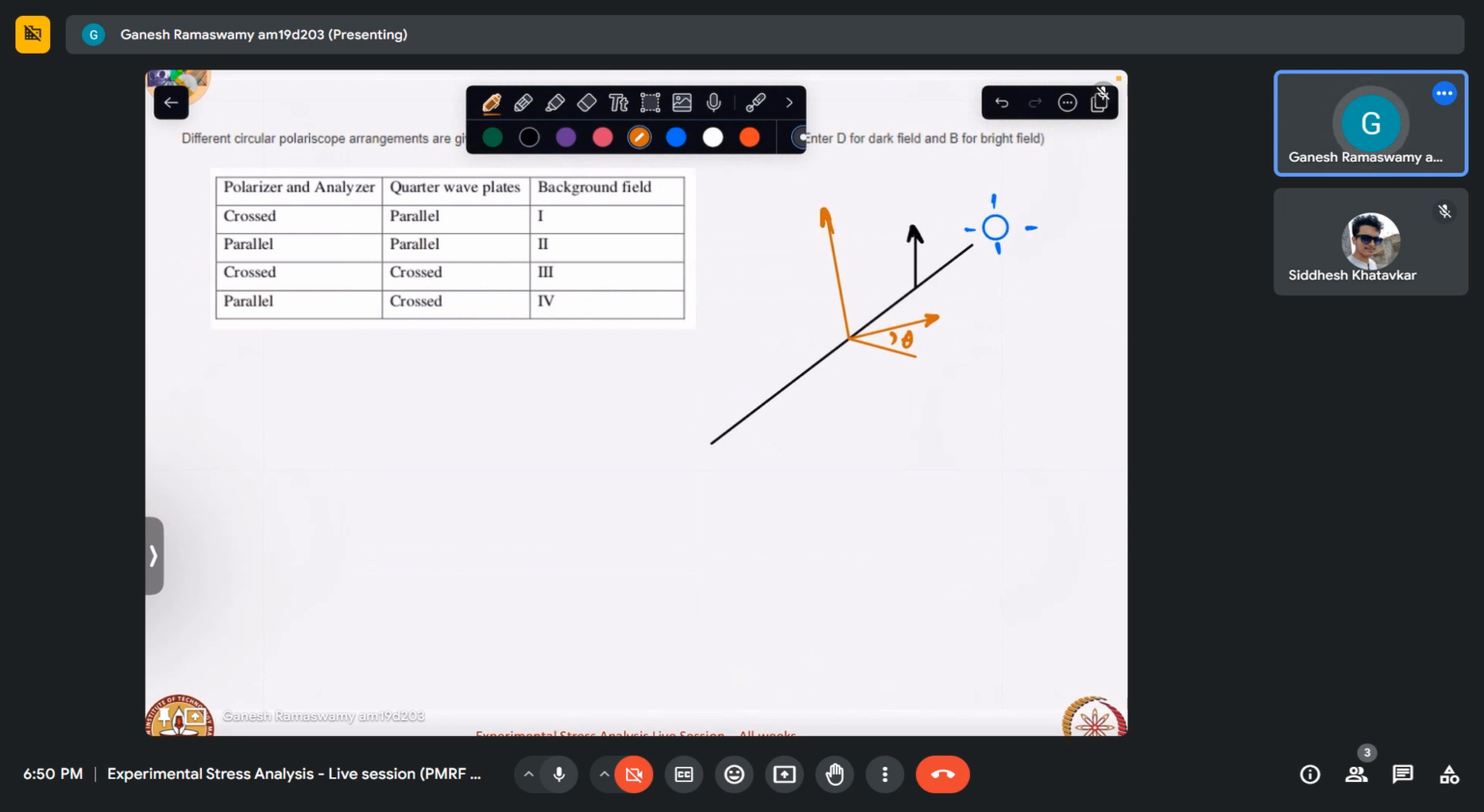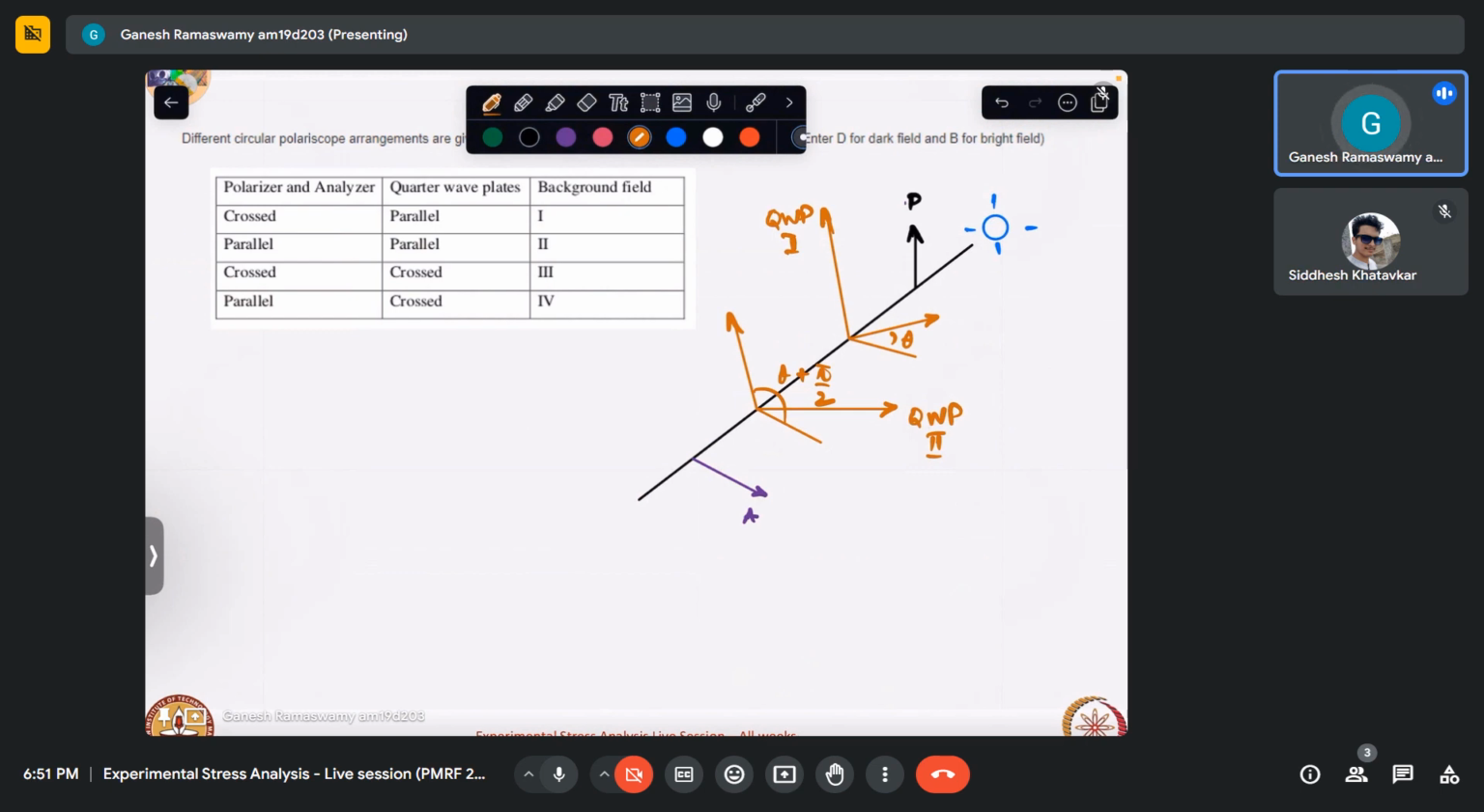Now the next arrangement would be the quarter wave plate but kept at some arbitrary angle. Essentially this would be theta plus pi by 2. We generally keep it crossed so that the quarter wave plate mismatch error minimizes. And then we have the analyzer. This is the polarizer. This is quarter wave plate 1. This is quarter wave plate 2.